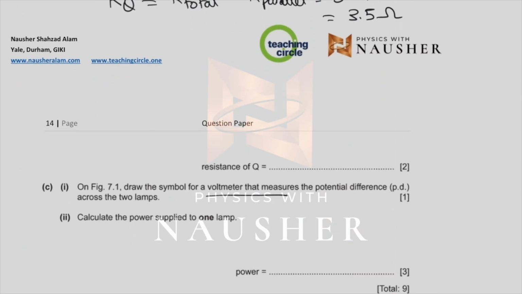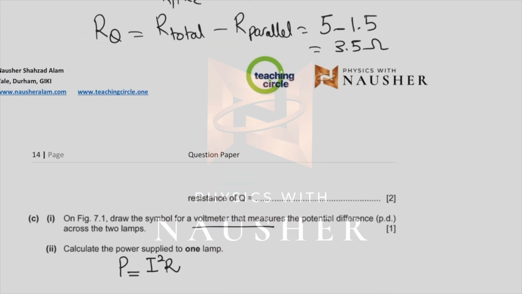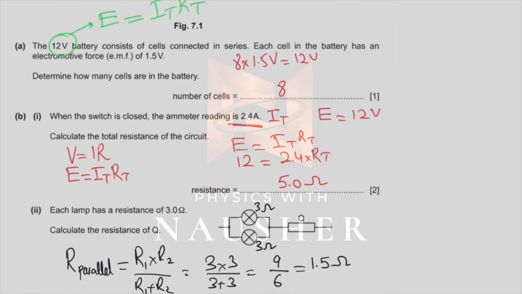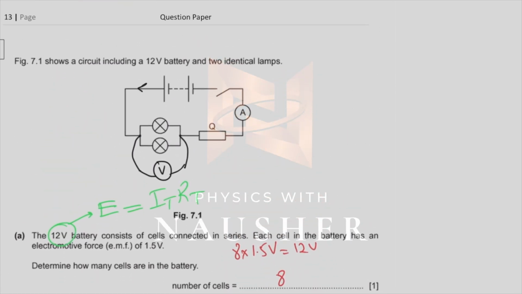And now the next part, they say, what is the power supplied to one lamp? So the equation that I'm going to use is P equals I square R, because they already told us what the current is. The total current was 2.4 amperes. Yeah, that was the current. Now have a look at how I do what I do. So 2.4 ampere is the current that is coming out of the cell, right? And that is the current that is flowing in the circuit.